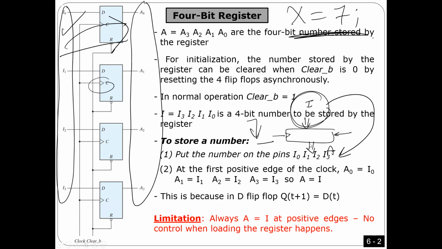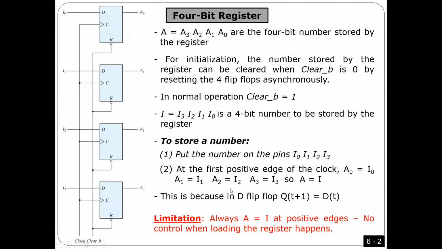So this register has a limitation. Then I'm going to improve it. Very simple, I'm going to show you how. What is the limitation here? Listen to me, because this is also an interesting concept. What is the limitation here? The limitation is that once I put the input here, at the first clock, the input will be stored at the first clock.